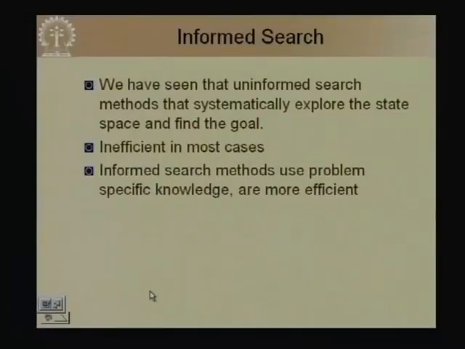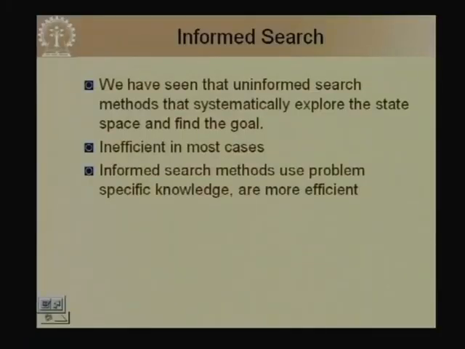Next, we will come to informed search. In informed search, we use heuristics about the problem domain. Uninformed search methods that we have looked at earlier systematically explore the state space to find the goal. They are not very efficient in most cases. We saw that most of the time the complexity of the algorithms was of order b to the power d, that is, exponential in the length of the search path. Informed search methods try to improve problem solving efficiency by using problem specific knowledge.